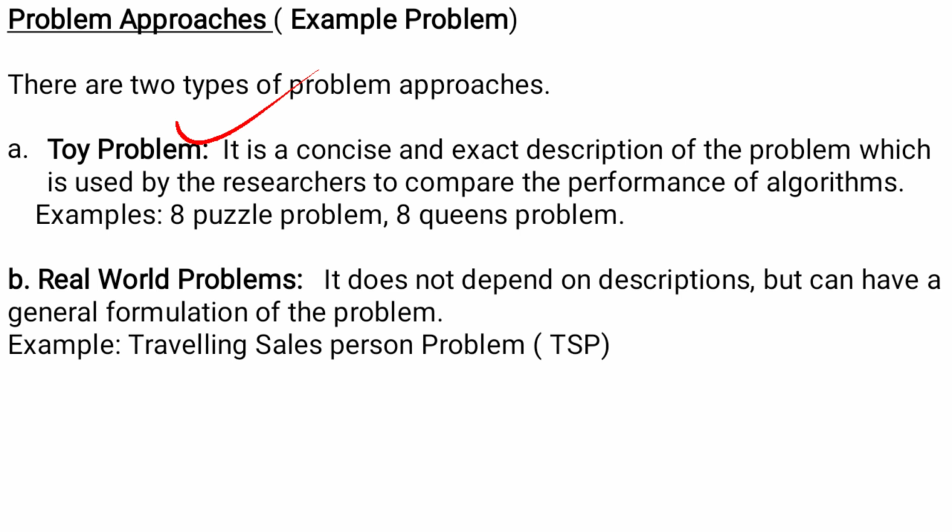Then real world problem. It does not depend on an exact description but on a general formulation of the problem. That means it does not use the exact description of the problem, but generally takes the general information and then evaluates the performance of the problem solving agent. That is a real world problem. The example is the traveling salesperson problem. So this is about the nature of business problem solving using AI.